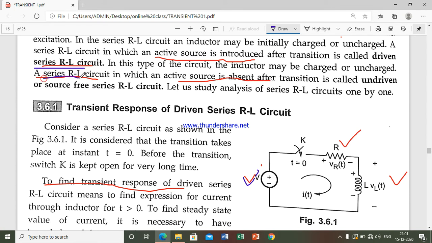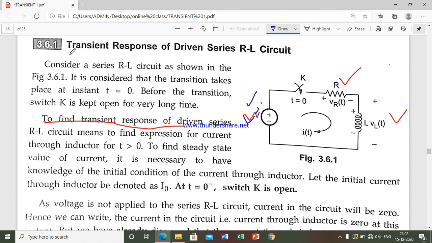A series RL circuit in which an active source is absent is called undriven or source free. If you don't have any active source like this, you can call it source free or undriven. If you have an active source like this, you can call it a driven circuit.